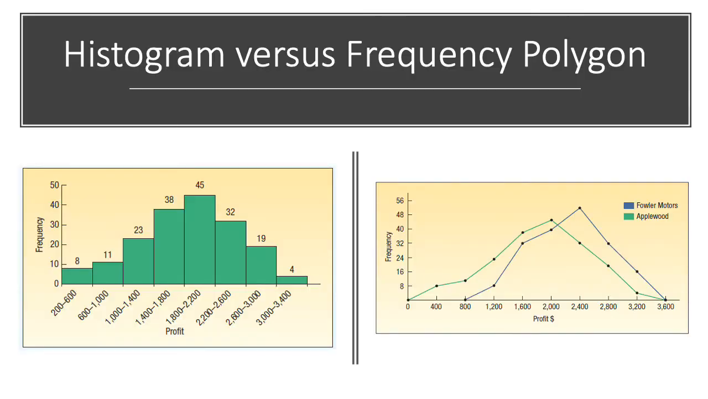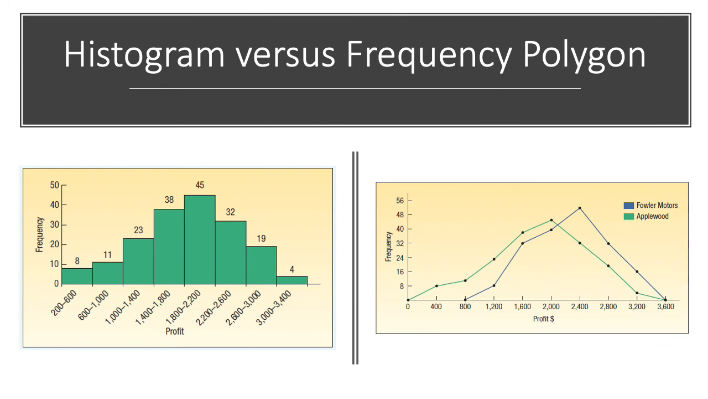So here we're comparing the histogram to the frequency polygon. Now, some of the benefits of the frequency polygon over the histogram occur when you have to compare multiple data sets. In this case, you'll notice that I've added another component here. This is Fowler Motors in the blue. And notice we can overlap these two results. So we have Applewood compared to Fowler Motors.